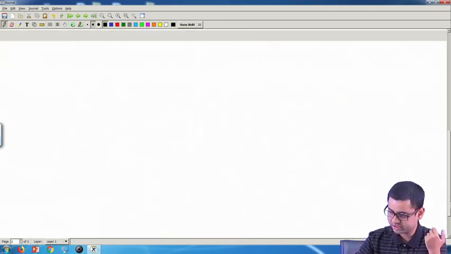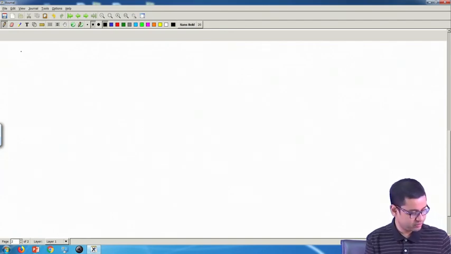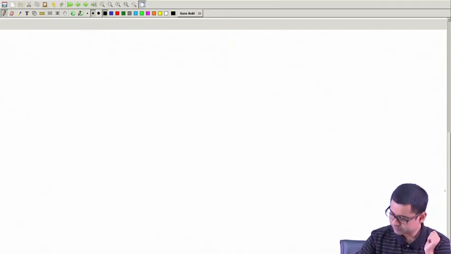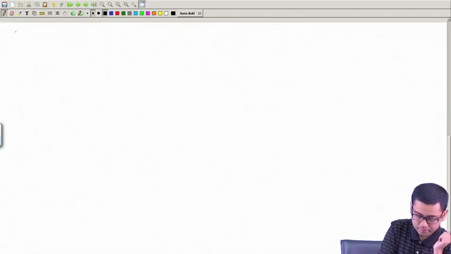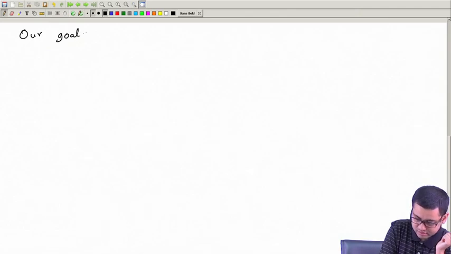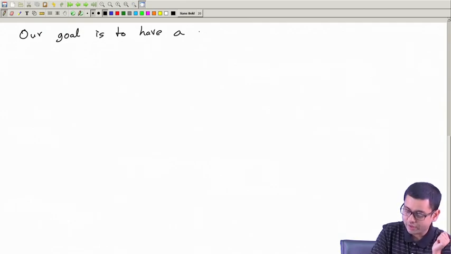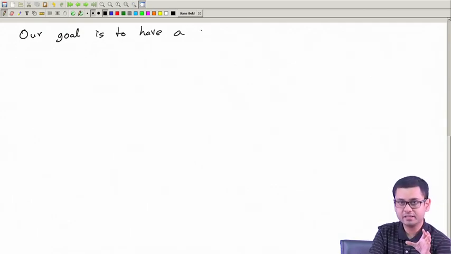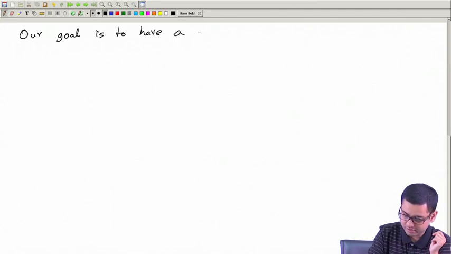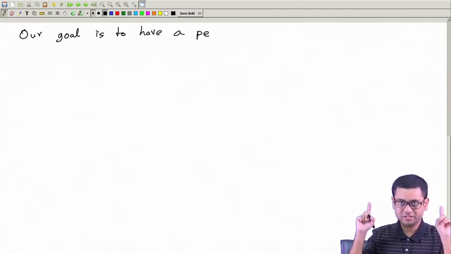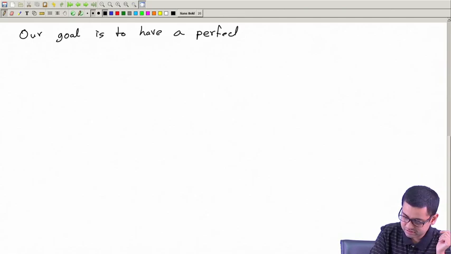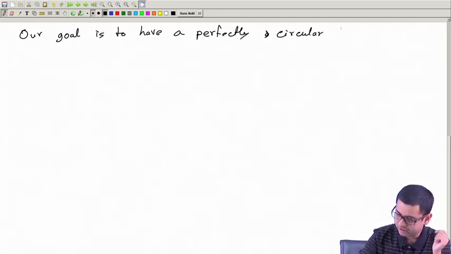Okay. So, this thing I will say very briefly. Okay. So, our goal is to have a rotating magnetic field, perfectly circular rotating magnetic field. So, let us write it loosely, perfectly circular rotating magnetic field.